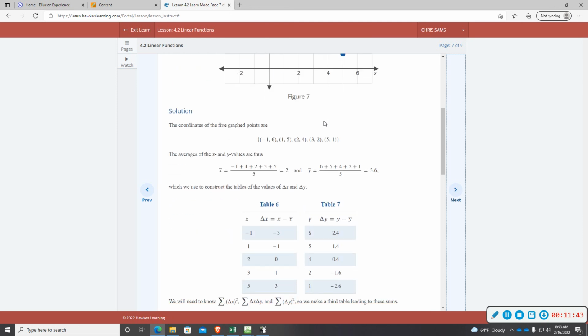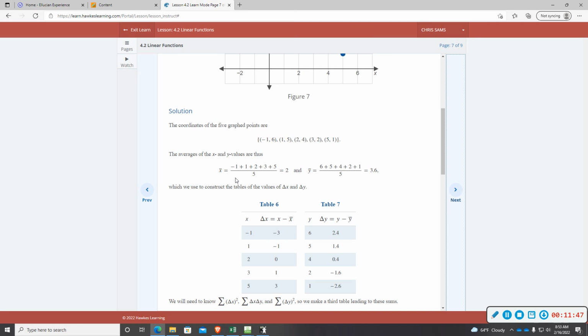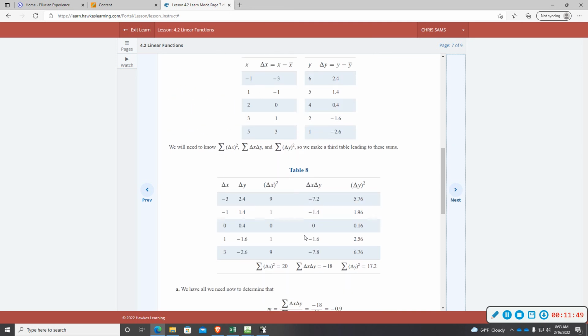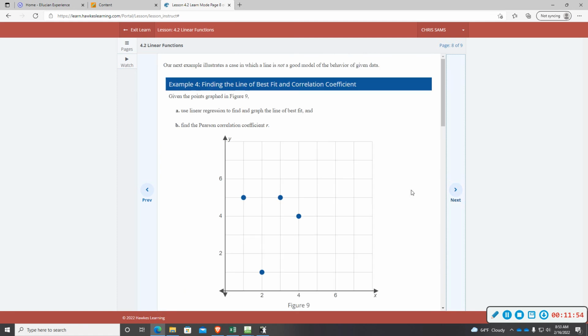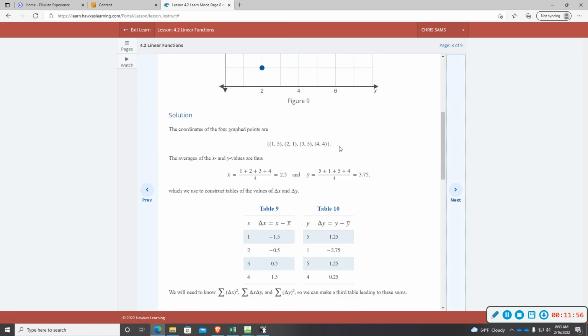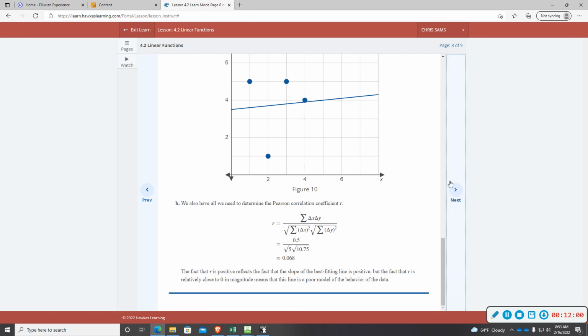So here again, just some more examples. They give you a scatter plot, give you some points. They're showing you the calculation, going through the table, and it is a lot. So I don't recommend doing it by hand. We're going to do it with technology. And then here's another example, going through it again. We're going to do it with technology. It should be really, really easy compared to what we're seeing here.